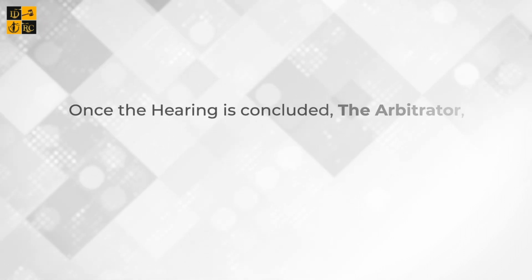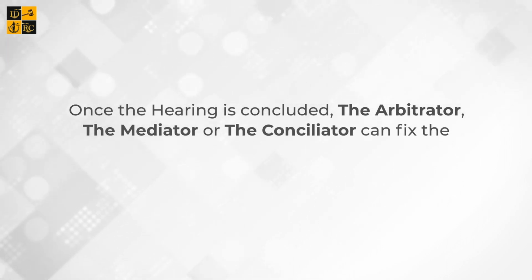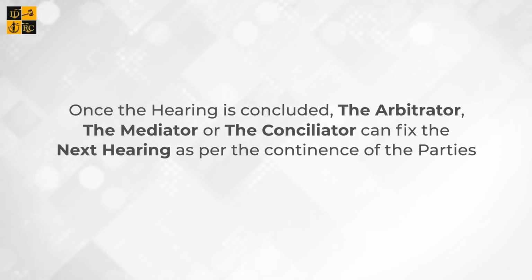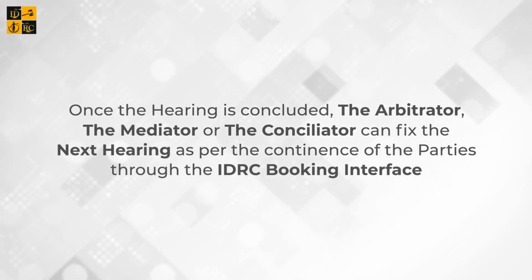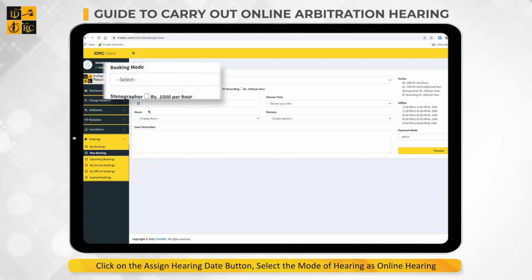Once the hearing is concluded, the arbitrator, the mediator or the conciliator can fix the next hearing as per the convenience of the parties through the IDRC booking interface. Click on the Assign Hearing Date button, select the mode of hearing as online hearing.